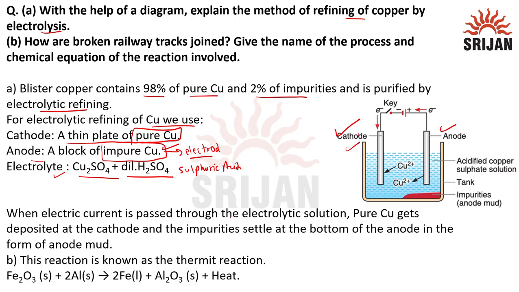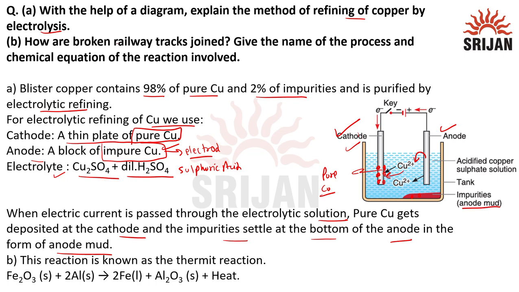When electric current is passed through the electrolytic solution, pure copper gets deposited at the cathode and the impurity settles down at the bottom of the anode and is known as the anode mud. So first what happened, pure copper from the anode dissolves into the solution and the solution's copper will get deposited on the cathode. So at the cathode we get the pure copper deposition, right? And the impurities from the anode get settled down at the bottom and it is known as anode mud, right?